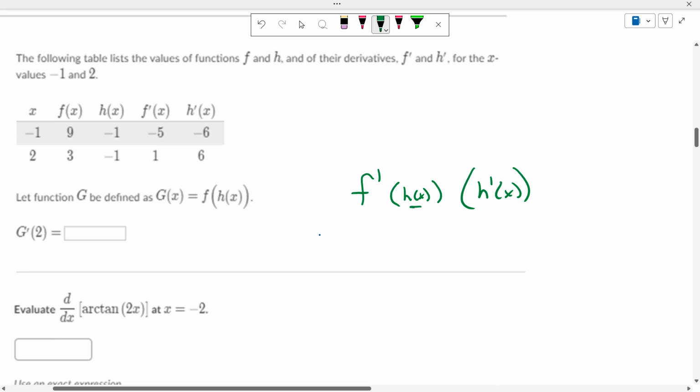Well, what is h of x? It's h of 2. So it's the first derivative of f at h of 2. h of 2 is negative 1, so it's the first derivative of f at negative 1. First derivative of f at negative 1 is negative 5 times the first derivative of h at 2, which is 6, which gives us negative 30. Chain rule.